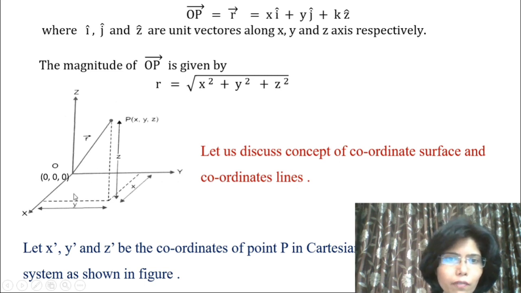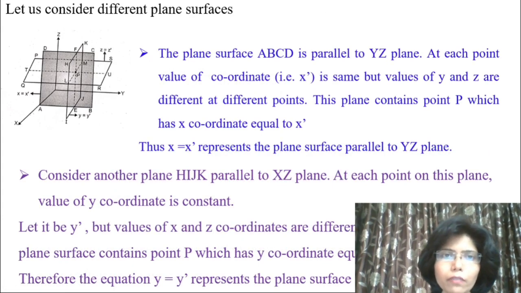Now let us discuss the concept of coordinate surface and coordinate lines. Let x dash, y dash and z dash be the coordinates of the point P in the Cartesian or rectangular coordinate system. Let us consider the different planes. Friends, just look at this figure. ABCD is one plane surface which is parallel to the YZ plane. This is your Y axis, this is your Z axis and here is your X axis. At each point on this plane, the value of the coordinate x is the same, x dash, but the values of y and z are different at different points. So this plane contains the point P which has the coordinate equal to x dash. So x is equal to x dash represents the plane surface parallel to the YZ plane.